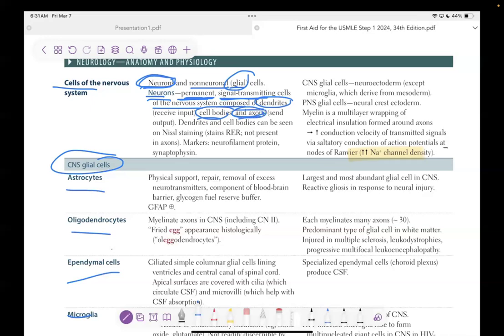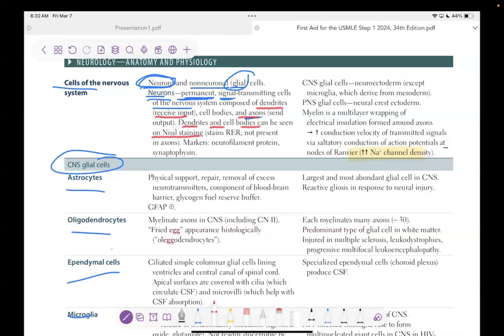Axons take information out to the other neuron. Dendrites are the receiver, axons are the donor, and the cell body is the place where the neuronal genes and everything are. So here it also explains: dendrites are receiving input, and axons are sending output. We already know all these. Dendrites and cell bodies can be seen on Nissl staining. This is another thing that mostly in NDMEs they ask about, Nissl staining.